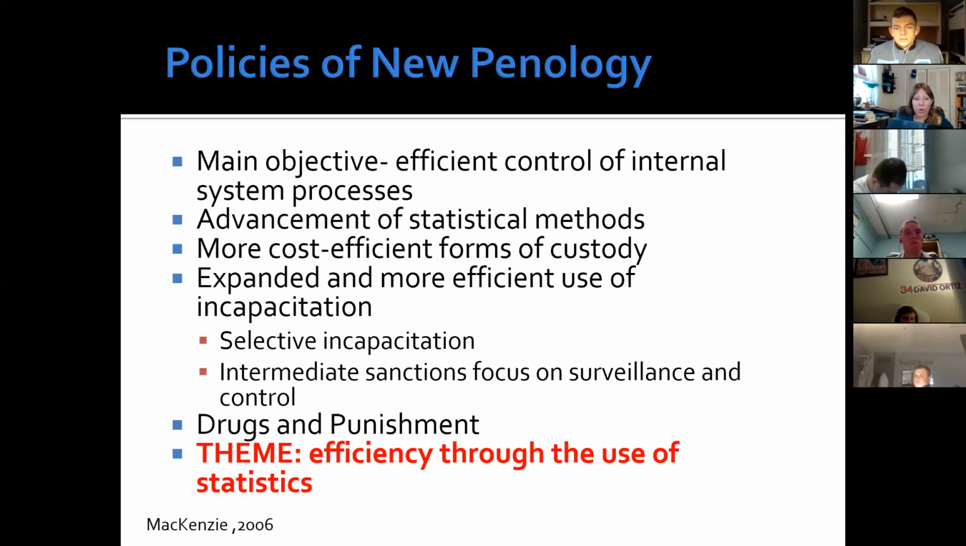All right, so questions about this? Very good. Okay, just quickly, rehabilitative ideal and the justice model, all about sentencing, new penology. What do we do with this large population now that the justice model has increased the population so large?